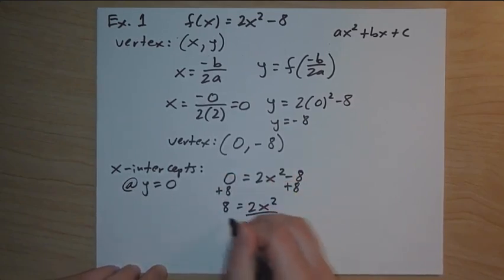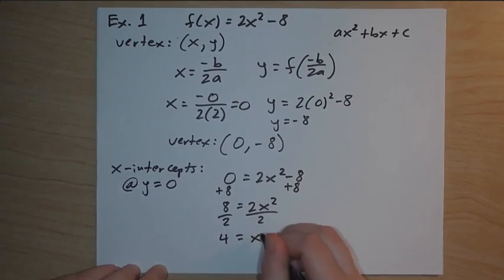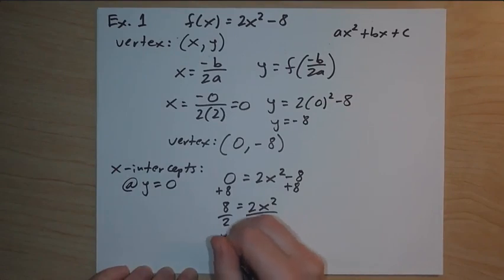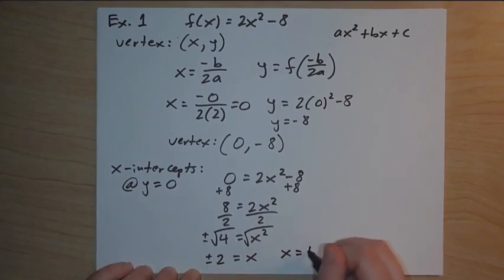We are going to divide both sides by 2. 8 divided by 2 is 4, so 4 is equal to x squared. To get rid of an x squared, we're going to take the square root on both sides. When we do a square root, there's a plus minus. So we have the square root of 4, which is 2. So plus minus 2 is equal to x. Or we can simply flip this around so it looks prettier, and so x is equal to plus minus 2. It doesn't really matter which way you write it. So our x-intercepts are when x is positive 2 and x is negative 2.